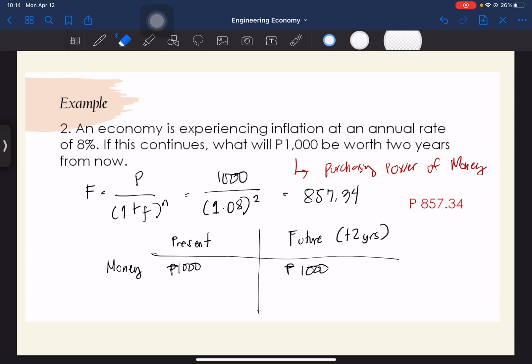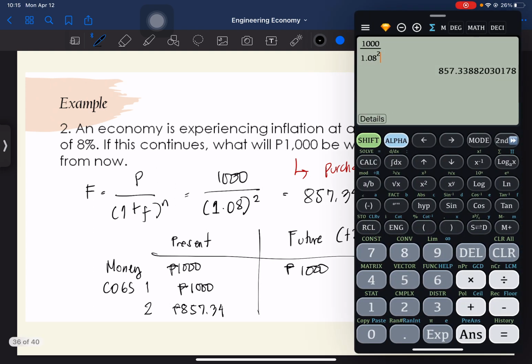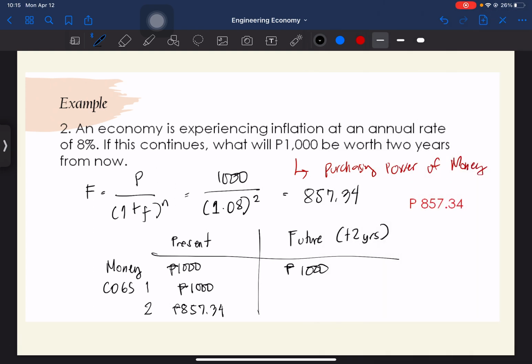let's have an example of cost of goods and services. Okay? Let's have 2 items. Let's say item 1 and item 2. Okay? Ang worth ngayon ni item 1 is 1,000 pesos. Tapos, ang worth ni item 2 is 857.34 pesos. Okay? Considering the same inflation rate. So, ayun nga, 1,000 2 years after, sabi that is 1,166.40. Tama?